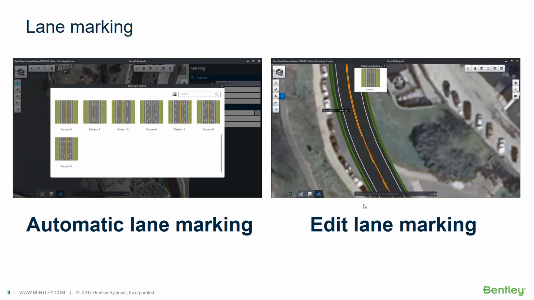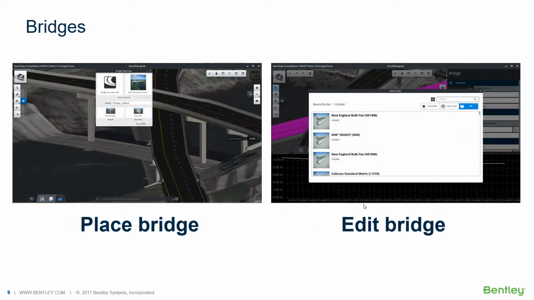You have lane markings that are delivered, and these are automatic. They can be set up and tied to a template as you're building or modifying the template. Then when you run that road, when you place your linear item and select the template of choice, you will get the lane marking as you place it. We also deliver a series of bridges, and those bridges allow you to place them and modify them in situ, and you can also edit those bridges.